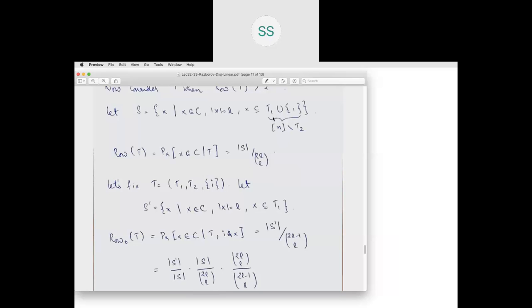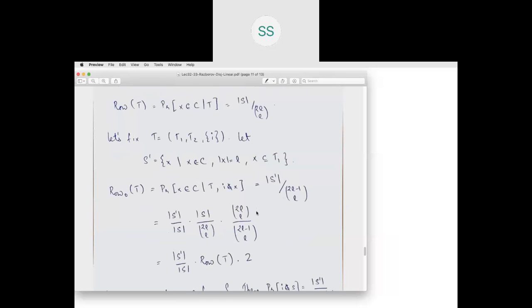So even though I use T1 here, this did not require fixing of T1, because T1 union I is nothing but every n minus T2, but now this requires fixing of T1. So let us understand row 0T. Row 0T is a set of all X in C such that, for a given partition T, I is not an X.